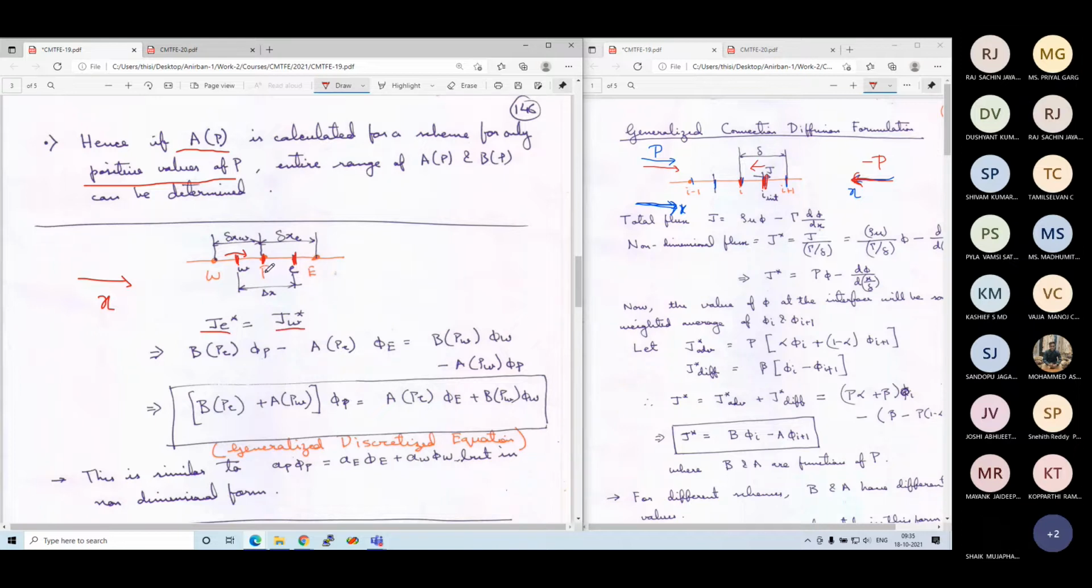Similarly, we can write JW star. Now the preceding value is phi W. So B PW phi W. PW is the Peclet number at the west interface.